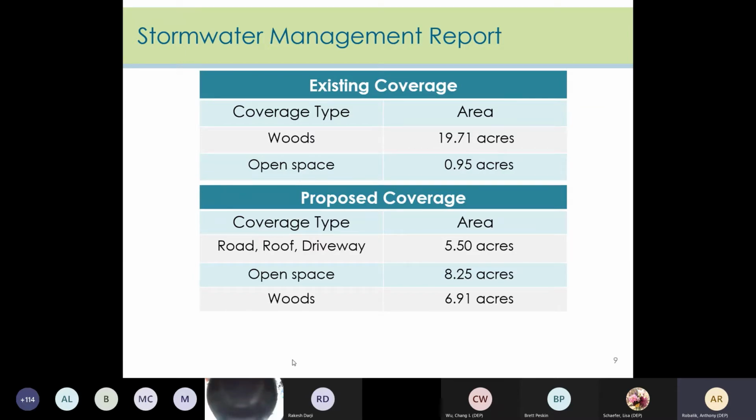And for this project, we could assume that this is correct. You could go out and check this. If you look at the site in GIS, you could measure those areas, but this information seems correct compared to the site plan, and it doesn't signal out as requiring further checking. For the proposed conditions, there's going to be 5.5 acres of road, roof, and driveway, and 8.25 acres of open space, 6.91 acres of woods. So they're disturbing a pretty good portion of the site, but they aren't getting rid of all the woods.